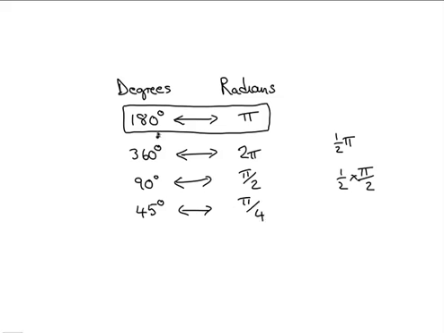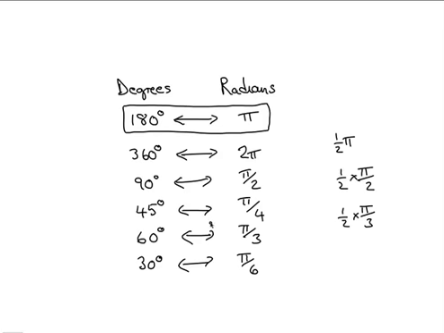4 lots of 45 make up 180. We could divide 180 by 3. 360's 2 pi, 180 is pi, and 60 is pi upon 3. We could half the 60 to get 30. Half of pi upon 3 is pi upon 6. 6 lots of 30 make 180. So these are some of the basic equivalences between degrees and radians.